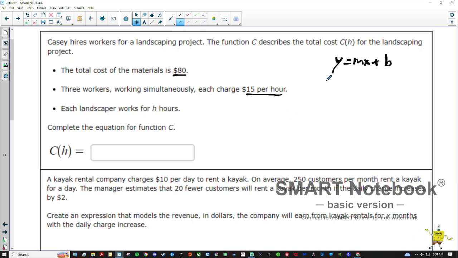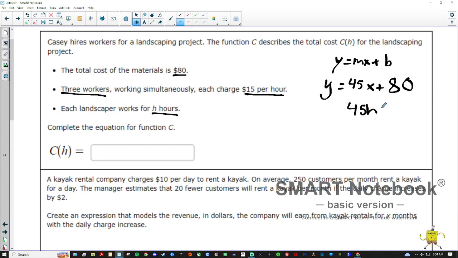Okay, our one-time fee is 80, and now we got to be careful. There are 3 workers who all charge 15, so 15 times 3 gives me 45. And it tells us to use h for hours. So 45h plus 80. 45h plus 80.